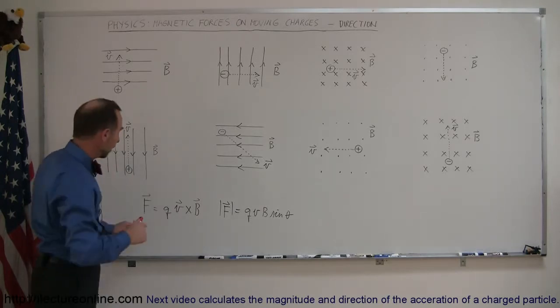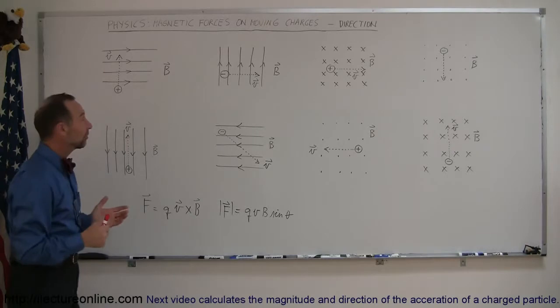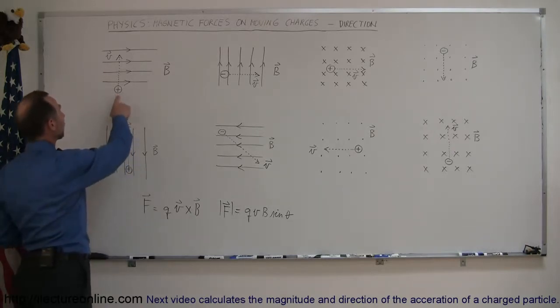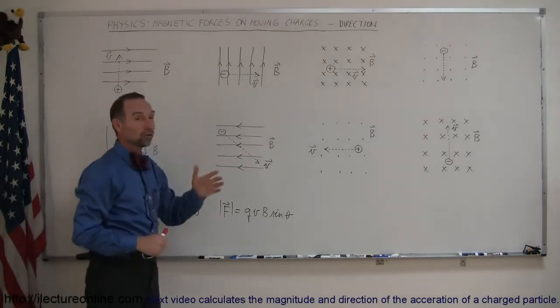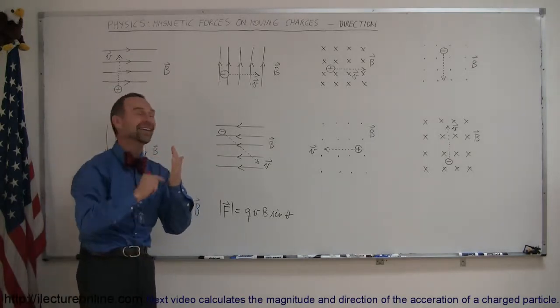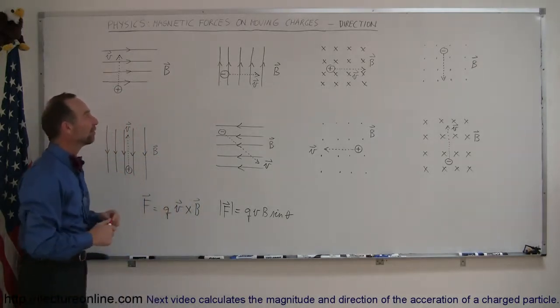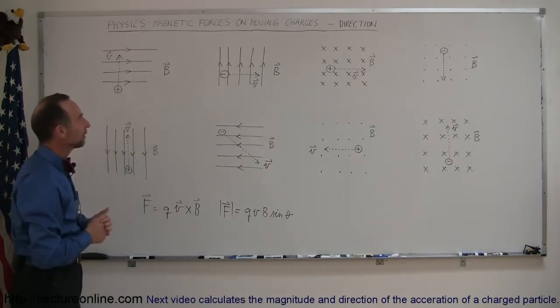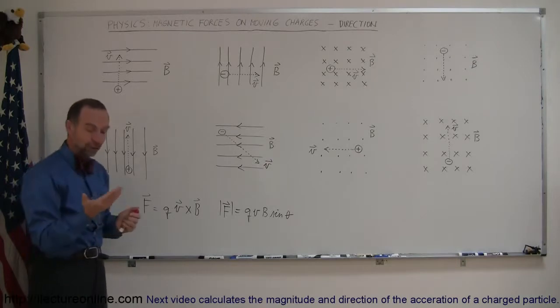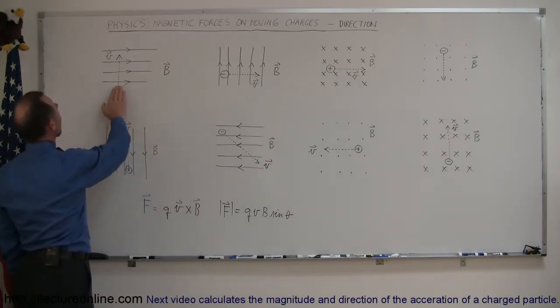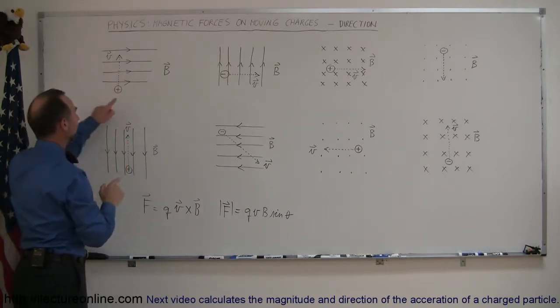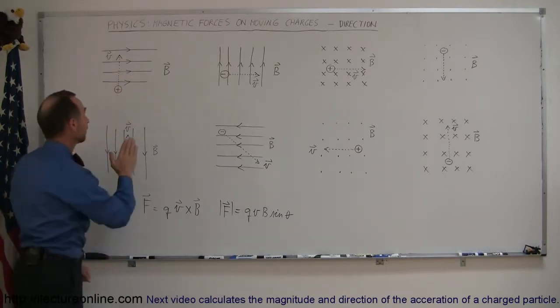And I'll use a red pen to try and indicate it. The way that's done is that if it's a positive charge, you use your right hand for the right hand rule. If it's a negative charge, you use your left hand for negative charges to find the direction of the force. And so how do you do that? Well, you take your hand and you point your fingers in the direction of the velocity of the charge, and since it's a positive charge, I'm using my right hand, like so.